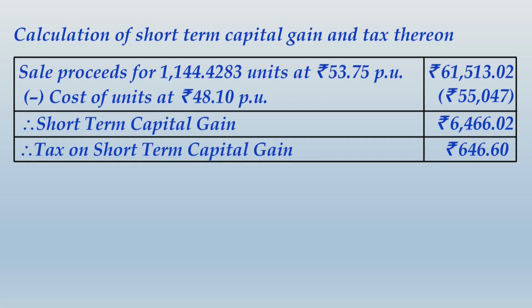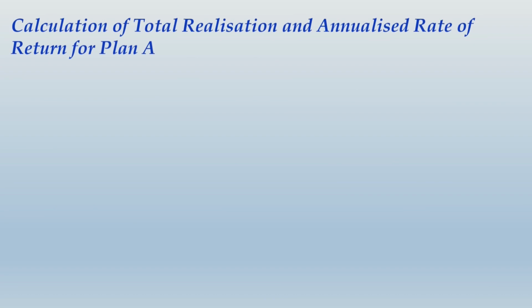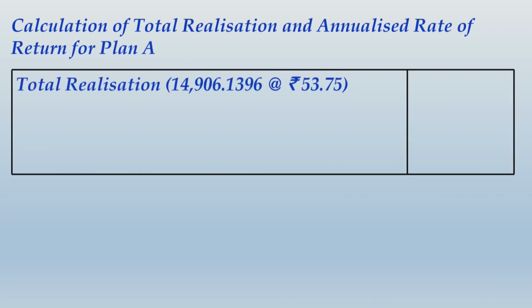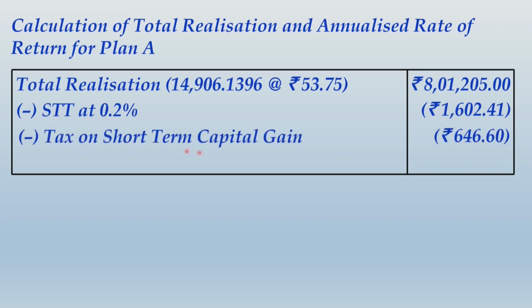Alright friends, you would have finished writing this whole thing. Let us move ahead and now finally determine the annualized rate of return on plan A. So this is going to be very simple. Total realization will be all the units sold at the NAV prevailing on the date of sale. This is the total realization. Obviously, to find the net realization, you will subtract the security transaction tax as well as you will subtract tax on short-term capital gain.